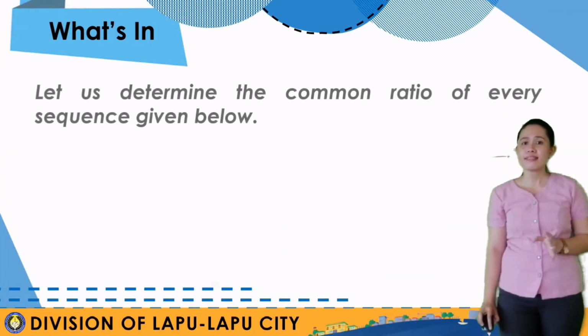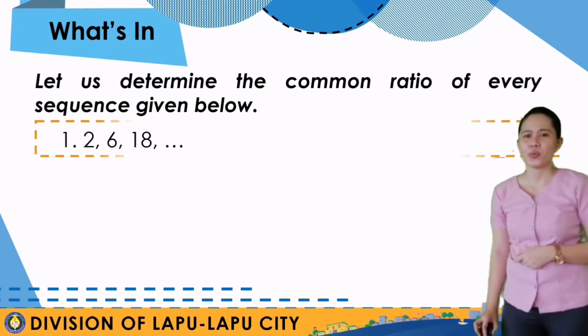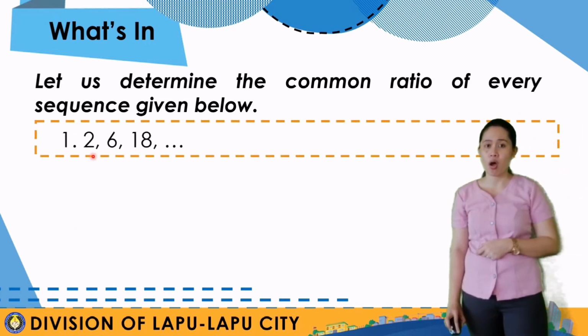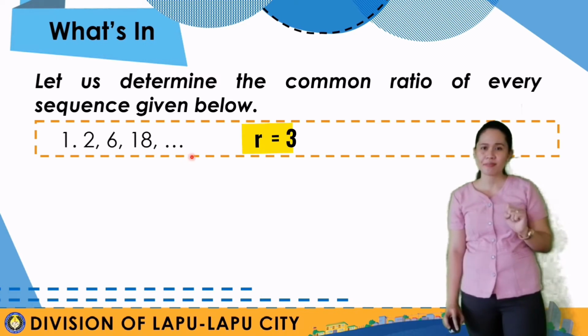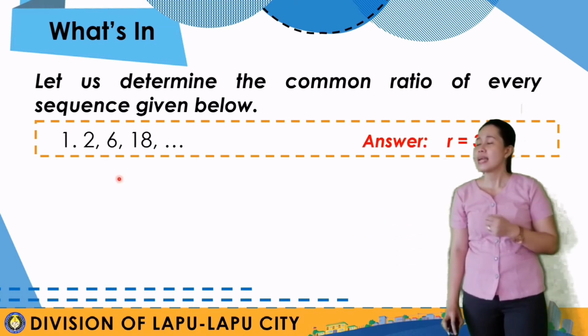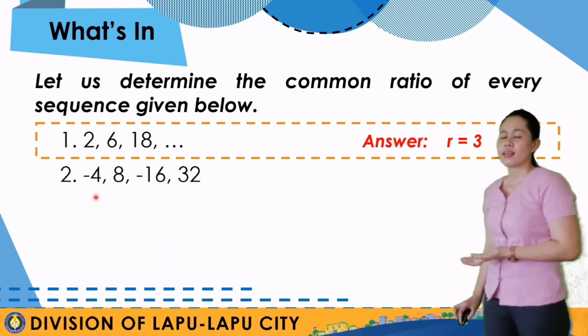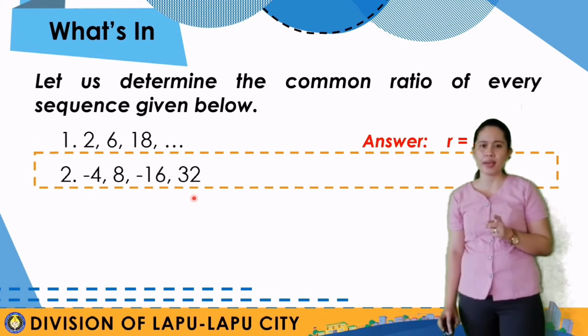What's in? This time, let us determine the common ratio of every sequence given below. For number 1, we have 2, 6, 18, and so on. Now, what is the common ratio for this sequence? The answer is 3. Moving on to number 2. The terms are -4, 8, -16, 32. And the common ratio is -2.